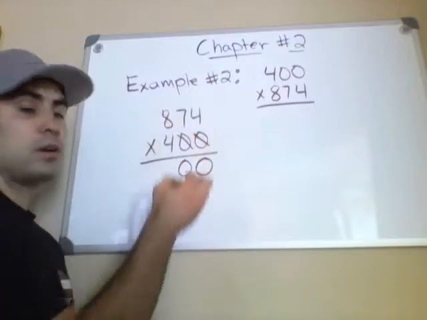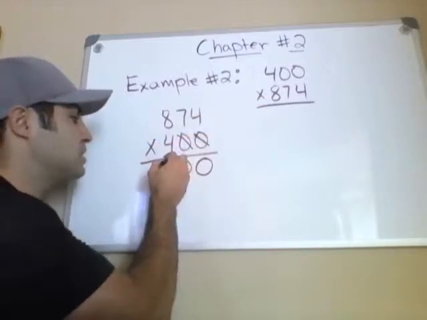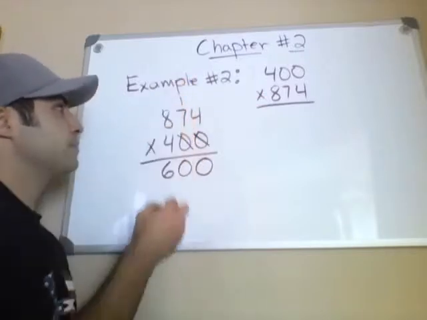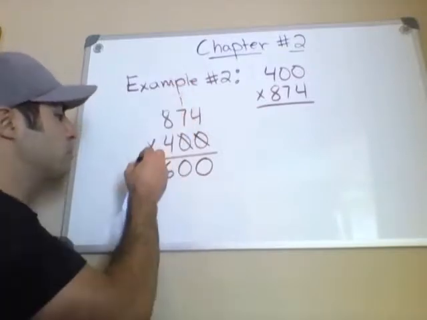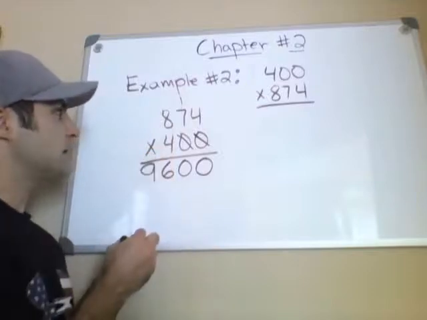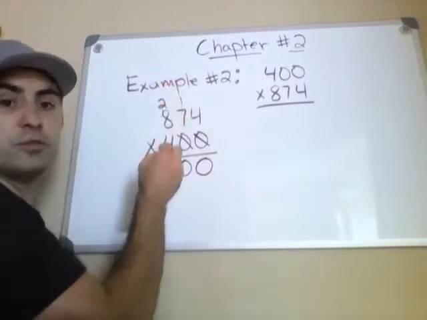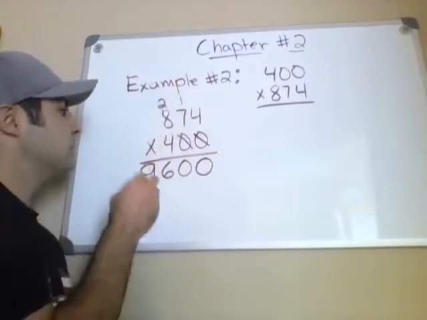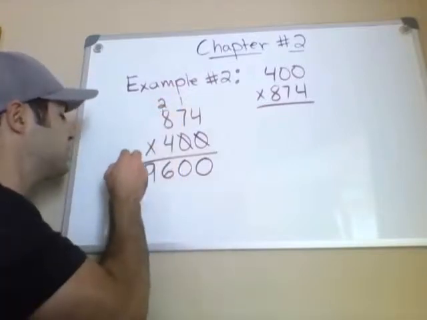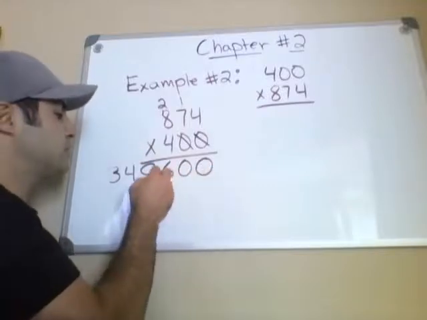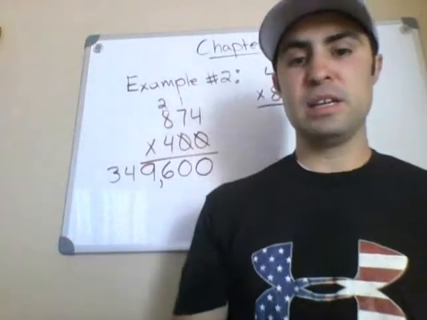4 times 4, I'm going to take this 4 times that 4 in our little algorithm here. 4 times 4 is 16. 6 goes there, carry the 1. Now I'm going to do 4 times 7, which is 28, plus 1 is going to be 29. Now I'm going to do 4 times 8. Forgot to carry the 2. Don't forget to carry the 2. 4 times 8 is 32, plus 2 is going to be 34. Now you have 3 numbers and a comma. Okay, so your answer is 349,600.